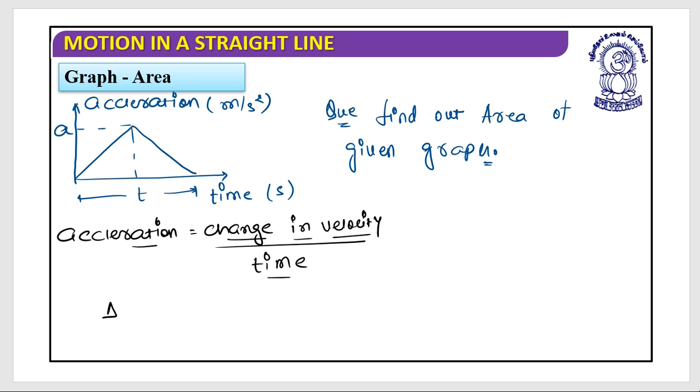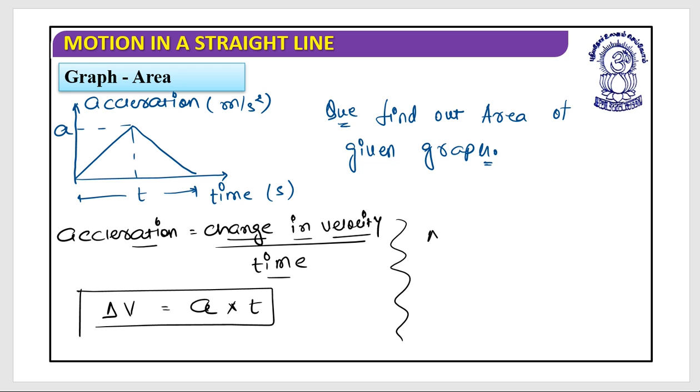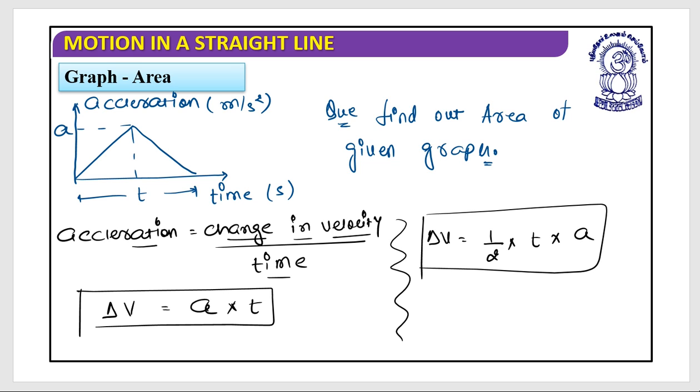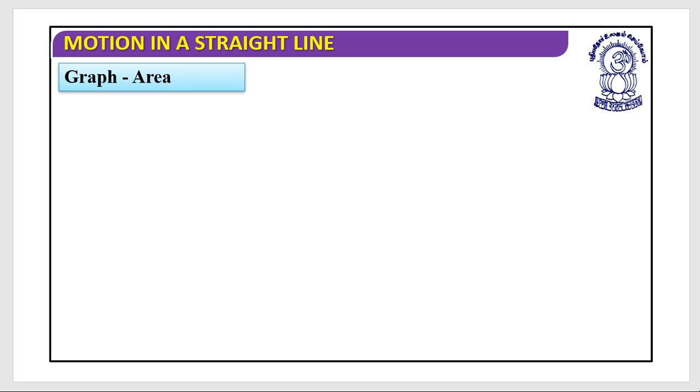So change in velocity, let's write it as delta v, would be equal to a, that is acceleration, multiplied by t. So this delta v should be equal to a into t. If I need to find out delta v, then it should look like 1 by 2 into t multiplied by a. This is change in velocity. Yes. Are you sure with this? Will you be able to solve this? Okay, so let's summarize the things.